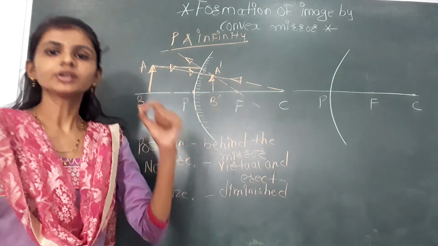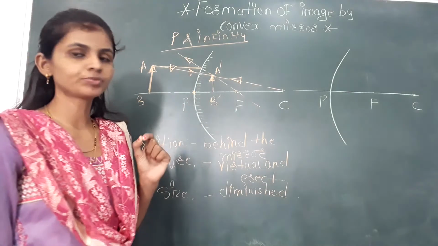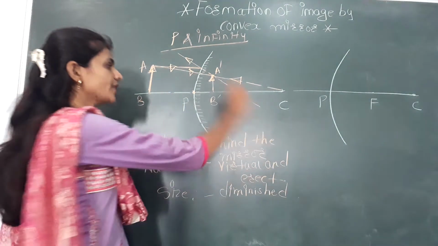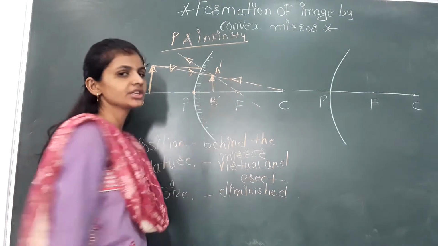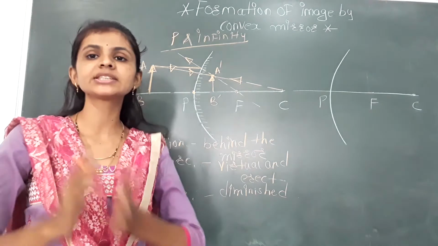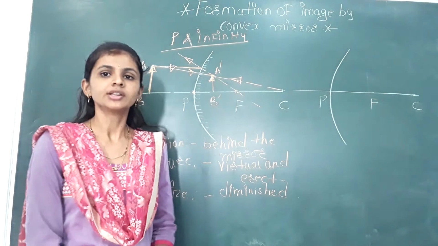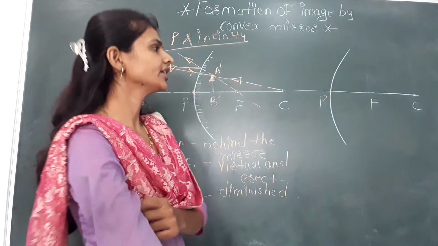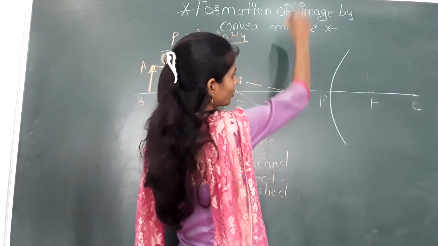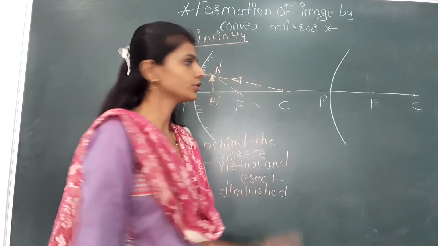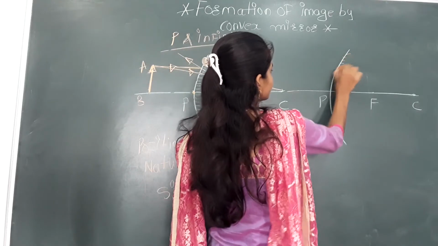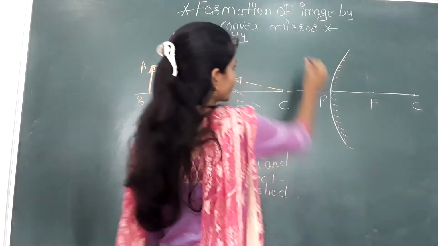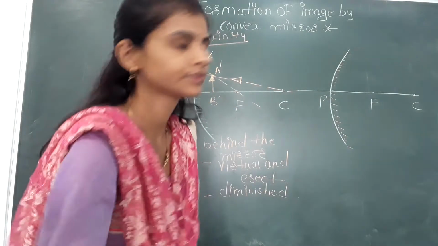Whenever we keep any object between the pole and infinity, at that time we get the image behind the mirror. That image is virtual and erect, and its size is diminished. Now let us discuss whenever we keep any object at infinity. Suppose we don't know where the object is kept. Now try to pass the rays. Okay, so we will pass the rays.